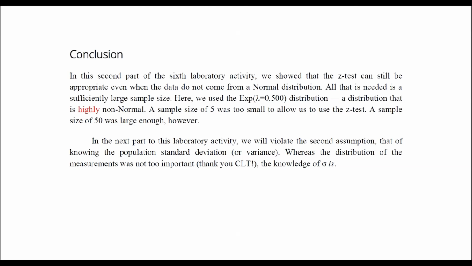In the next part of the laboratory activity, we're going to violate a second assumption, which is actually third on the list. And that's the assumption of knowing the population standard deviation. Whereas the distribution of the measurements was not too important, thanks to the central limit theorem, the knowledge of sigma is very important. And we're going to find that a sample size of 50 is not going to cut it under most circumstances.